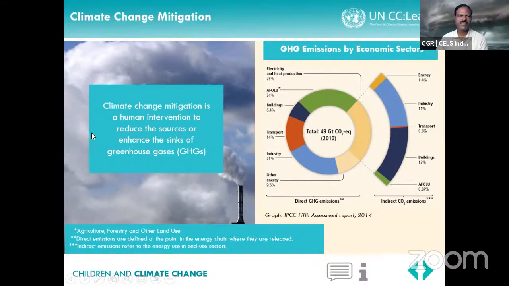So climate change mitigation is a human intervention to reduce the sources of, or enhance the sinks of, greenhouse gases. Already we have so many greenhouse gases emitted and existing in the atmosphere. So how do you make different cycles to sequester, to capture and store for longer periods? Say the plants store the CO2 they breathe in, in the form of carbohydrates in their body.